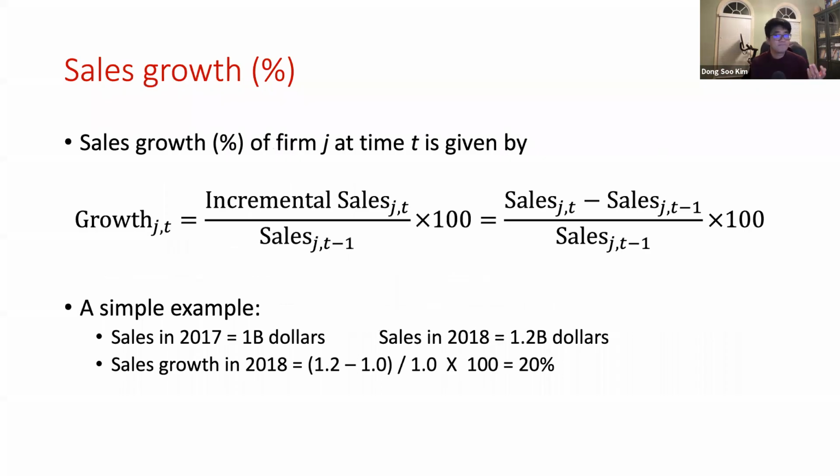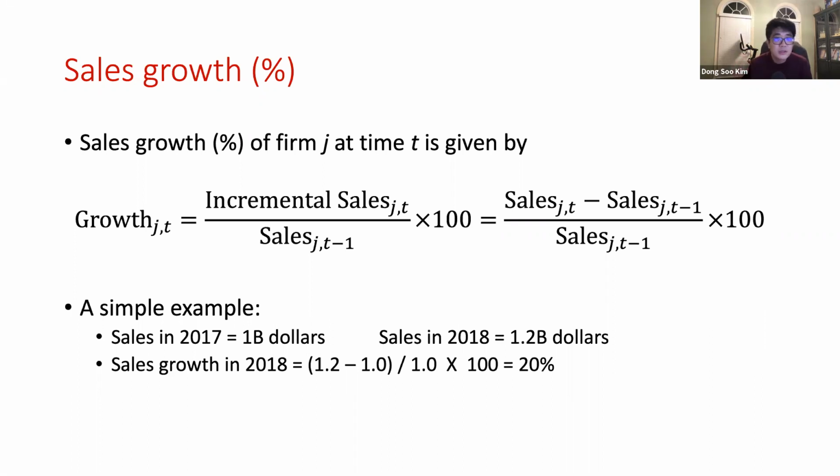Okay, next, sales growth. You may also be familiar with this metric. It shows how much sales have grown during a given time period. For example, let's say sales in 2017 is 1 billion and it increased by 0.2 billion in 2018. Then the growth rate of the sales over the year is 20%, which is the ratio of incremental sales over the sales at the beginning.